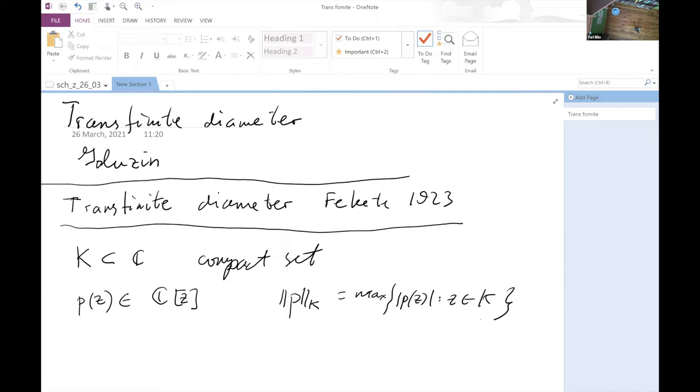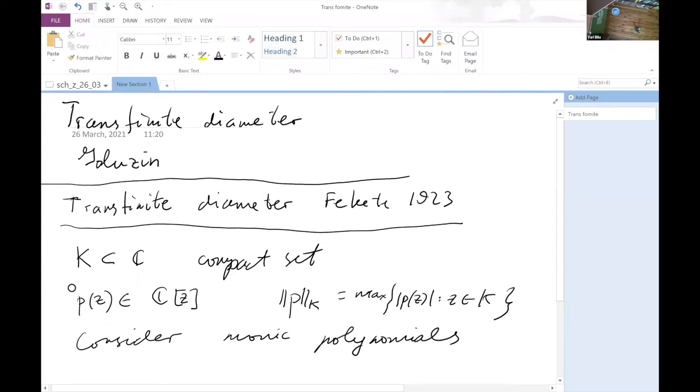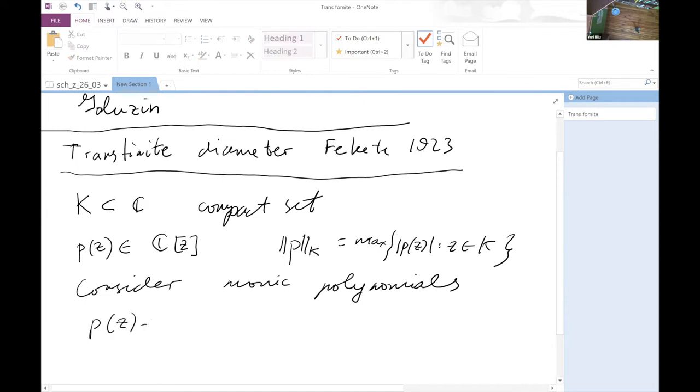And we are going to consider polynomials. It will make sense to consider monic polynomials, because if we want to estimate the absolute value and we multiply the polynomial by some scalar, we can make it as small as we wish. So we should impose some normalization, and the normalization will be that we consider monic polynomials.